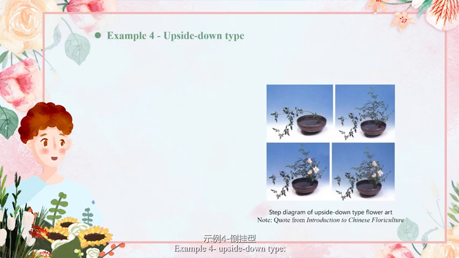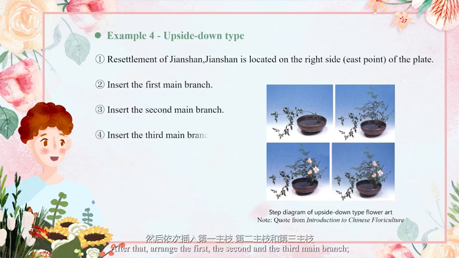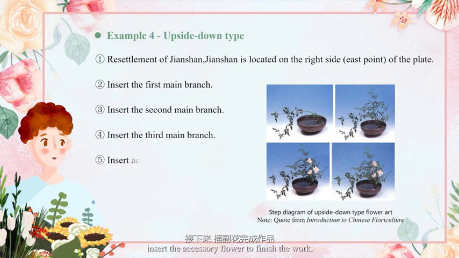Example 4, upside down type. Put Jianshan on the right side of the bottle. After that, arrange the first, the second and the third main branch. Insert the accessory flower to finish the work.